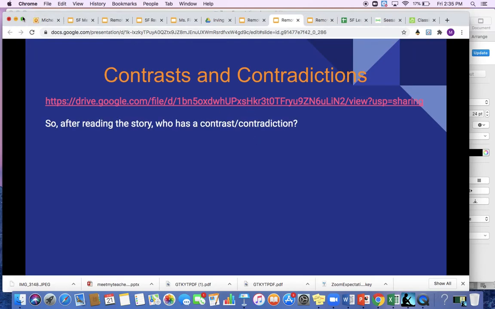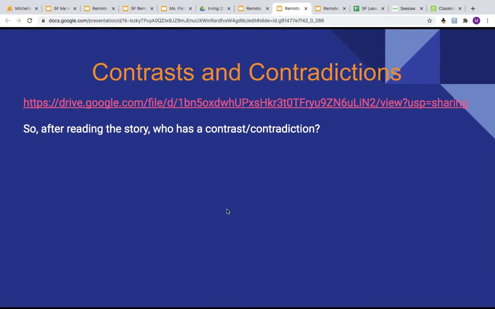So, after reading that story, who has a contrast or contradiction? Take a minute, think about it, or maybe share with a pet or a sibling or a parent. Okay, most of you, or maybe all of you probably said Mom. How was she acting differently? Okay, I want you to take a minute, turn, talk to a pet, a parent, a sibling. How was Mom acting differently than we expected her to act?